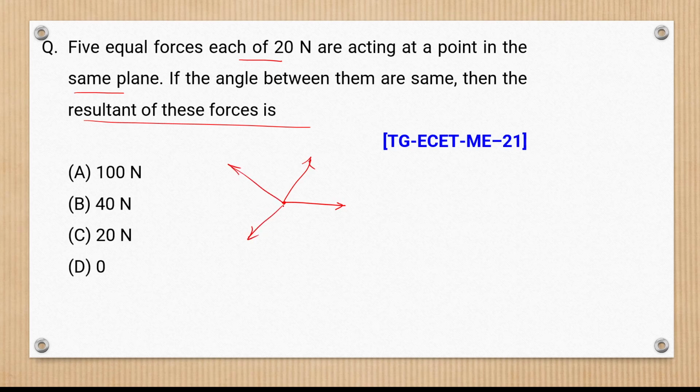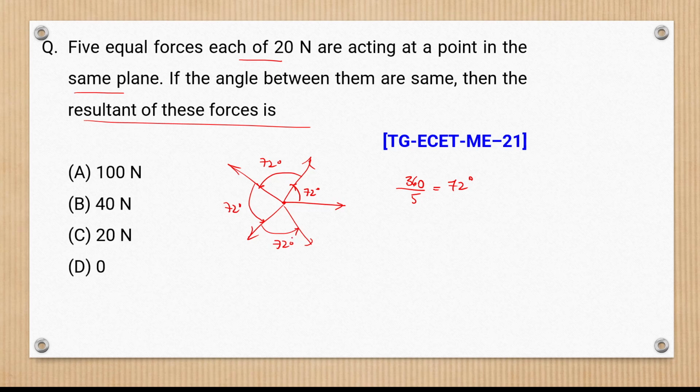So if that is the case, then the total angle subtended between the 5 forces is 360 divided by 5, which is equal to 72 degrees. So the angle between each of the forces is 72 degrees. So if we are able to form a closed polygon using all these vectors, then the resultant will be equal to 0.